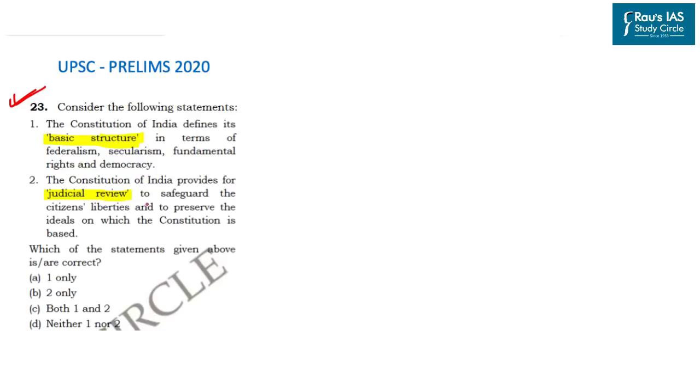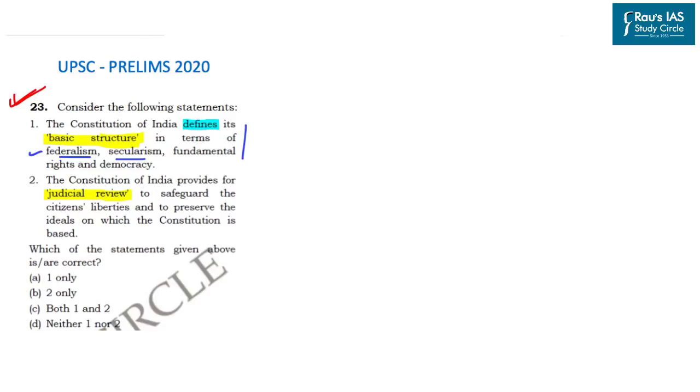Now first of all, let's go through the question as the question seems to be very tricky with respect to its formation of statements. Number 1, it says that the Constitution of India defines its basic structure in terms of federalism, secularism, fundamental rights and democracy. Now here UPSC wants to trap you in understanding the basic aspects with respect to basic structure, namely federalism, secularism, fundamental rights and democracy. So it is possible that you may be trapped with respect to these aspects of basic structure. However, the most important word mentioned in this statement is define. Now you have to know whether the Constitution of India defines basic structure or does not define basic structure.